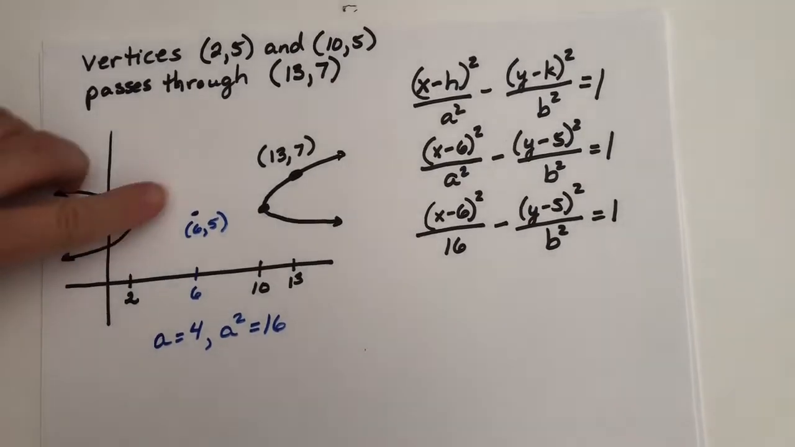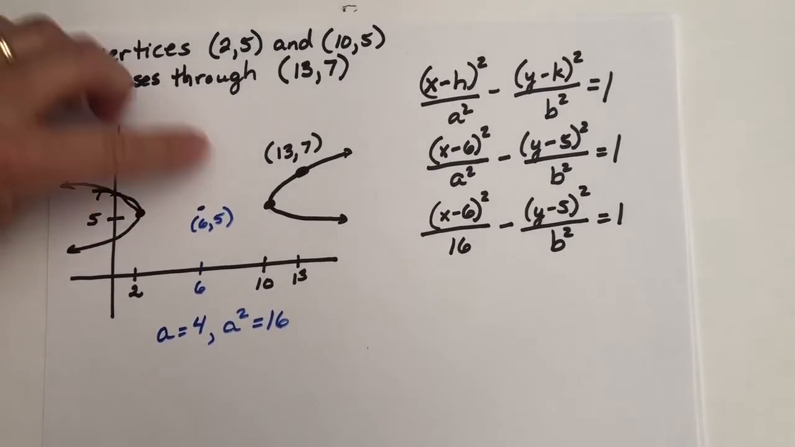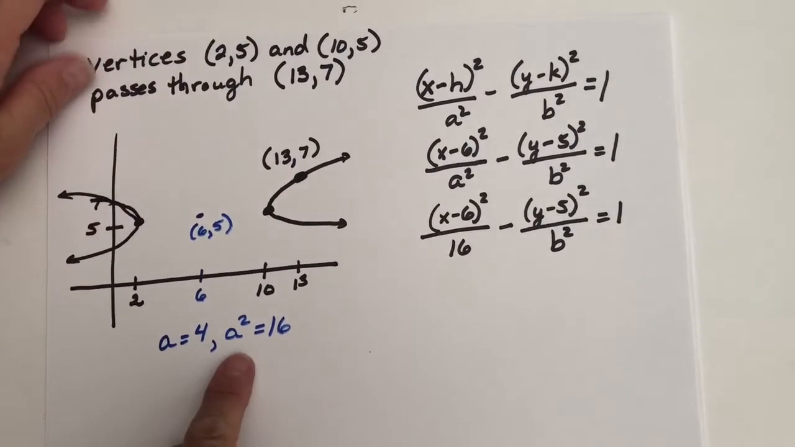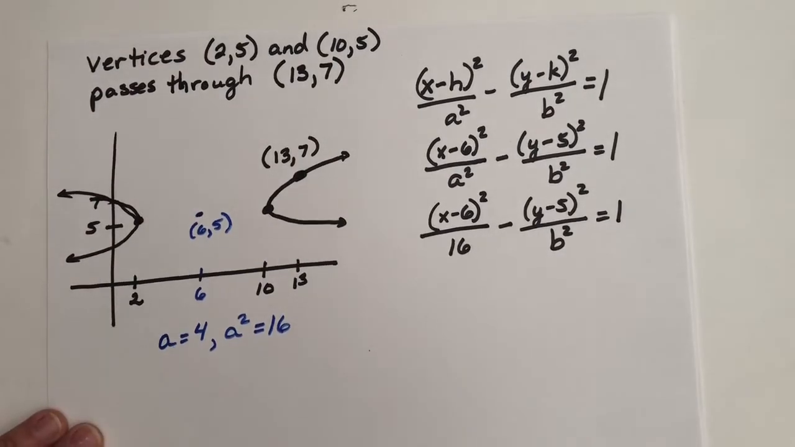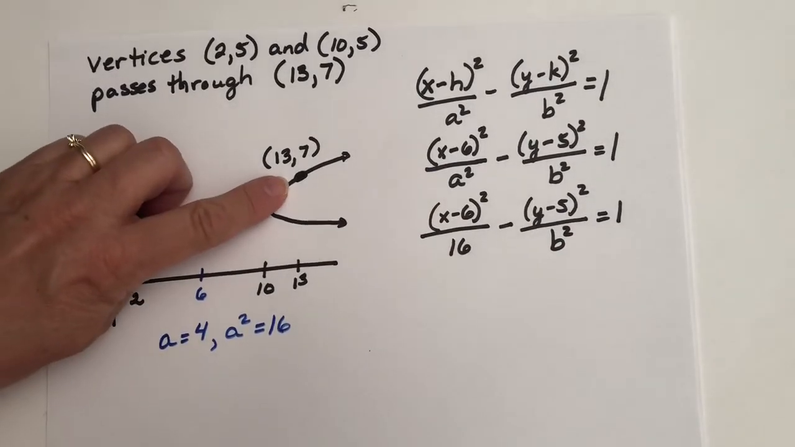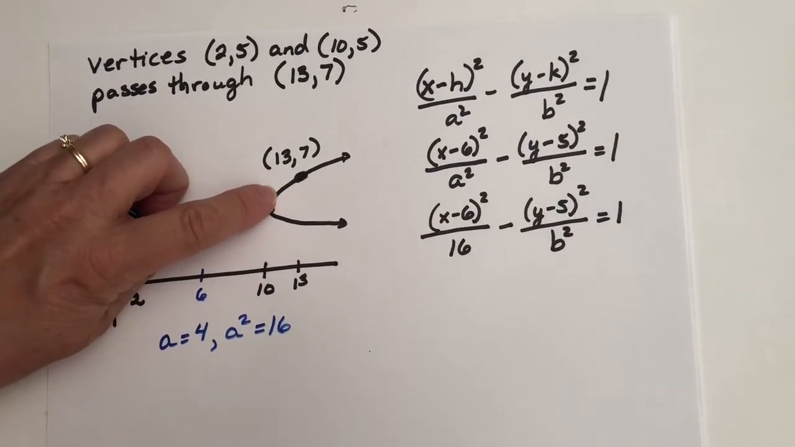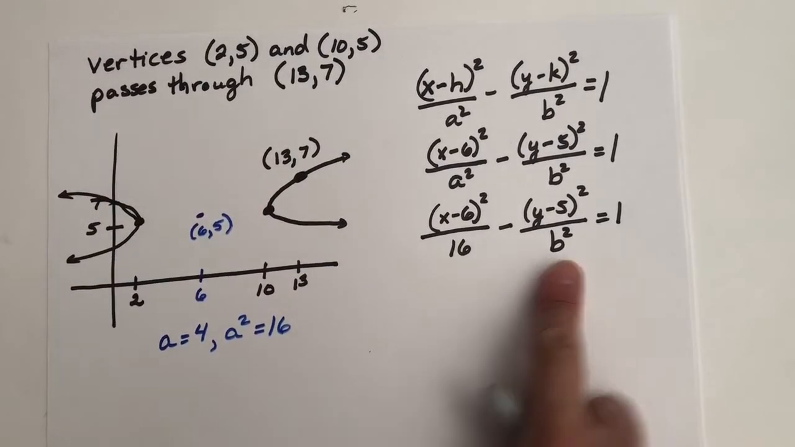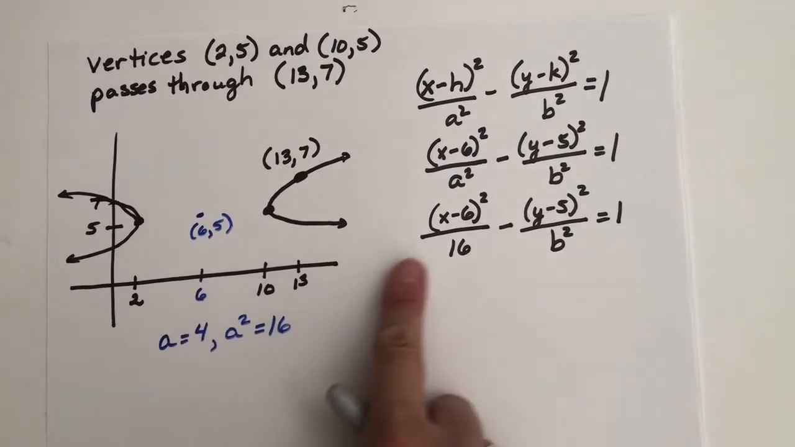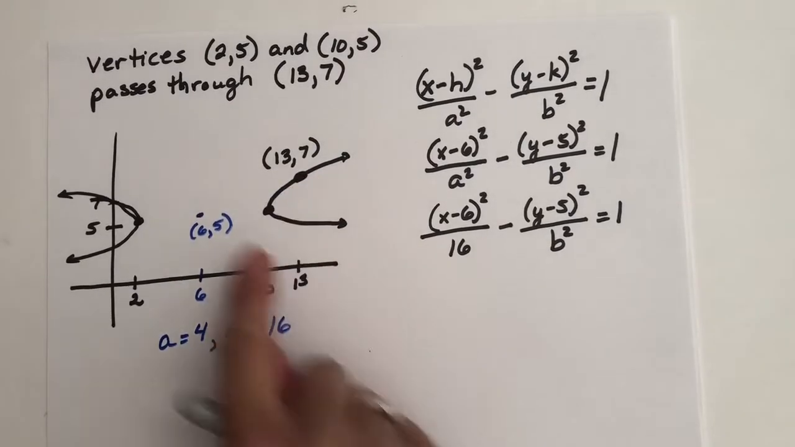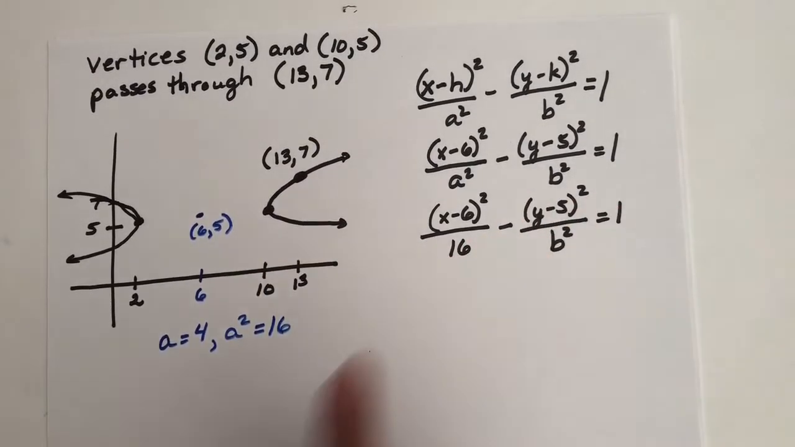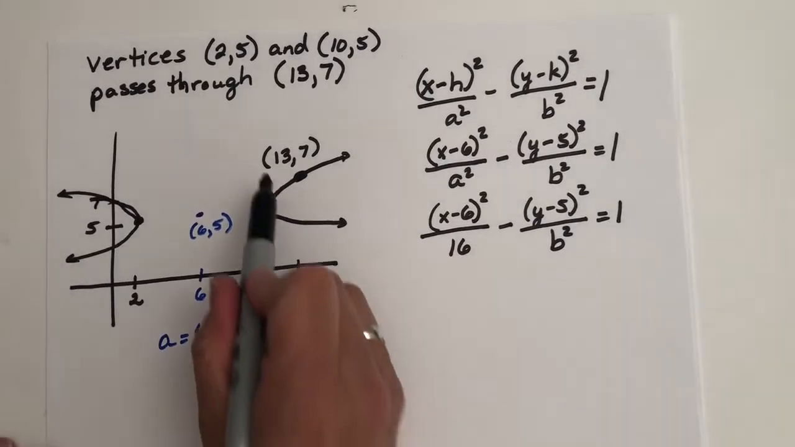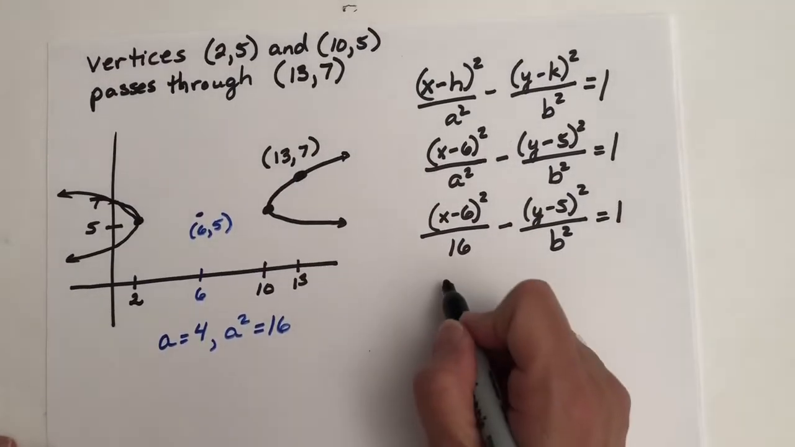Now I don't know b, I don't know c, all I have is a squared. So I can't use the relationship between a's, b's, and c's to find this. What I can use is the fact that the point (13, 7) lies on the curve to determine b squared. Since (13, 7) lies on the curve, it must make this equation true. So let's pop (13, 7) into this equation.